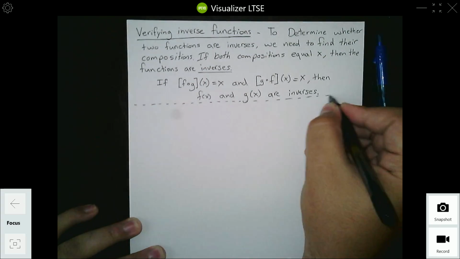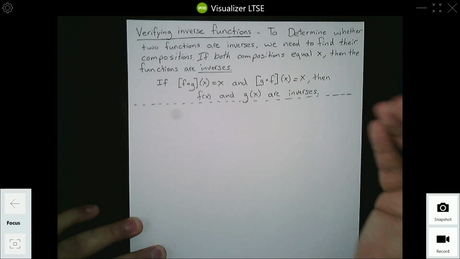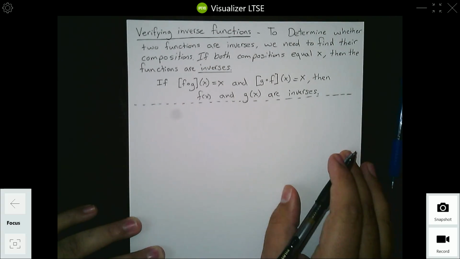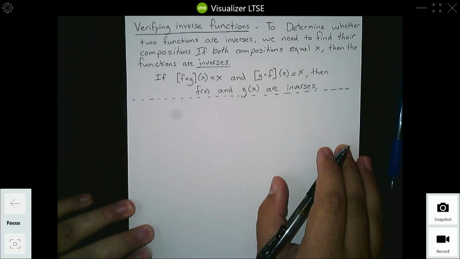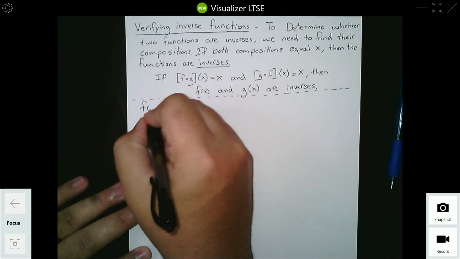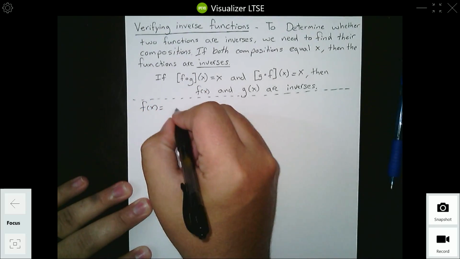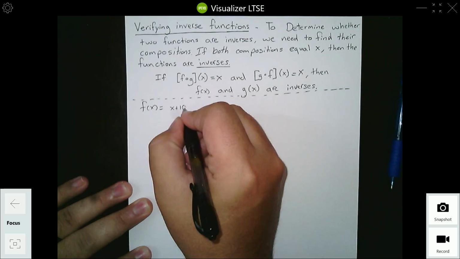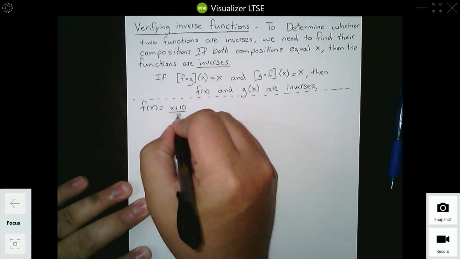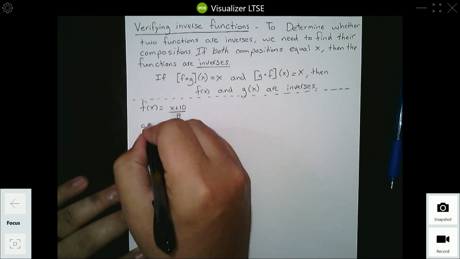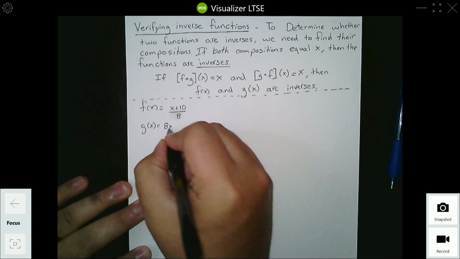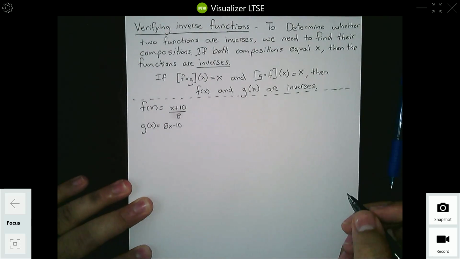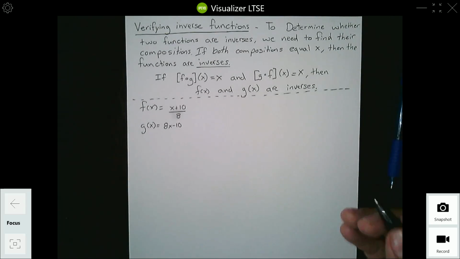To better explain what's going on, let's look at a few examples. We'll look at one that works and one that doesn't work, and you'll pick up on a little thing here and there to help you out in this aspect. The first one we're going to look at, let's say f of x is equal to x plus 10 divided by 8, and g of x is equal to 8x minus 10.